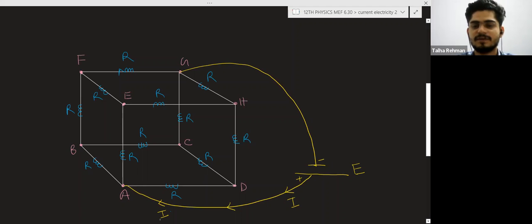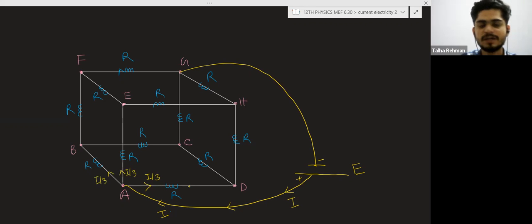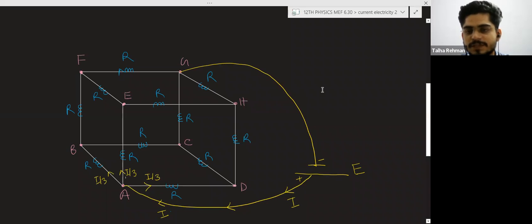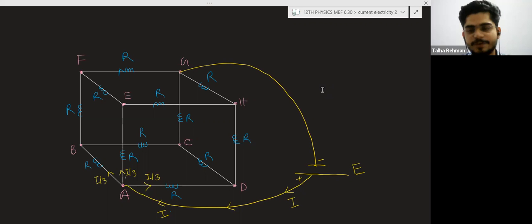And one thing here is the symmetry. Symmetry means the resistance is the same in this branch, in this branch, and in this branch. So you can say that the current will divide equally. In this branch the current I by 3 will go, in this branch I by 3, and in this branch I by 3 accordingly. Is it fine or not? Yes, sir, it's fine. This is a very beautiful question.